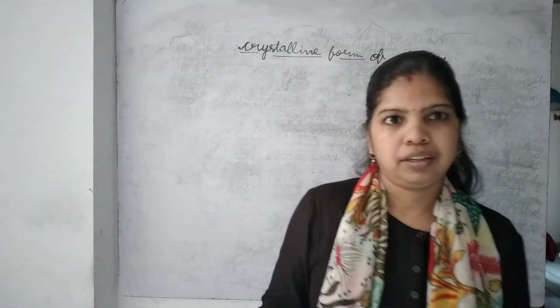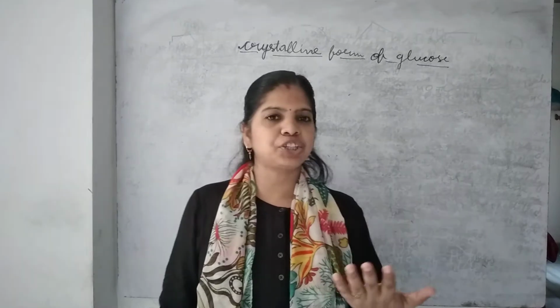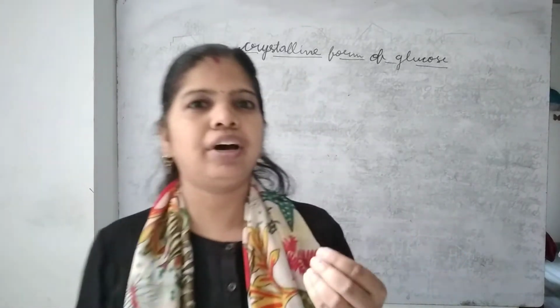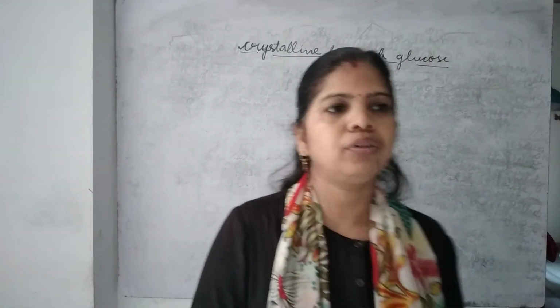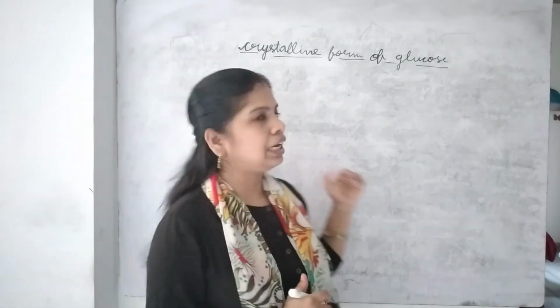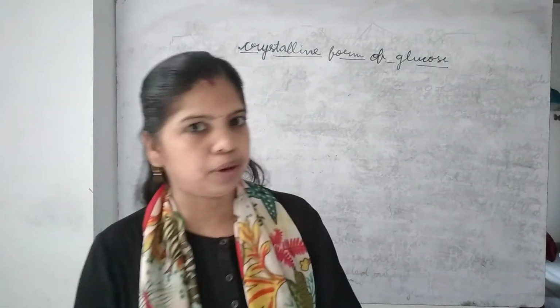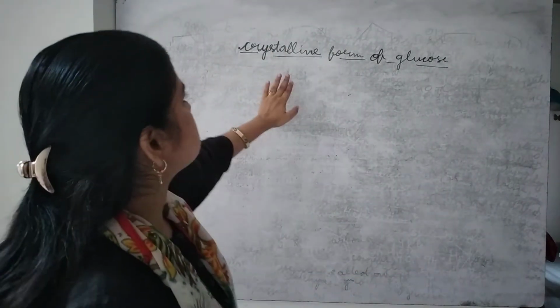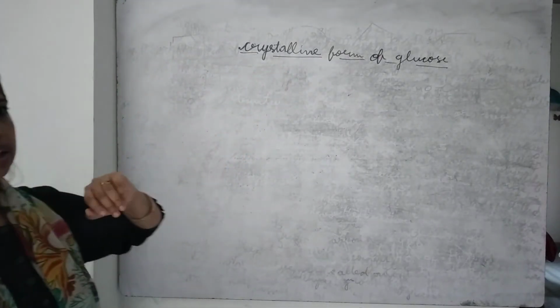Good morning. Now, in the last video, I think you remember, I had discussed the confirmatory test for glucose and the Fischer projection of glucose. That was the open chain structure of glucose. Now, in this video, I will discuss the crystalline form of glucose, that is the cyclic structure of glucose, and also fructose. So, the crystalline form of glucose.